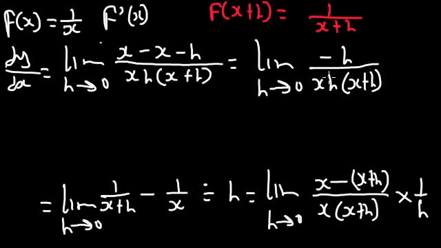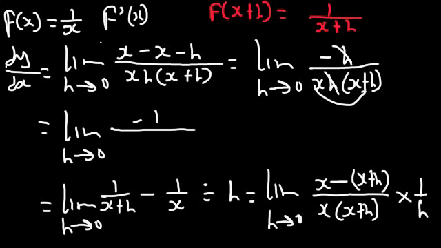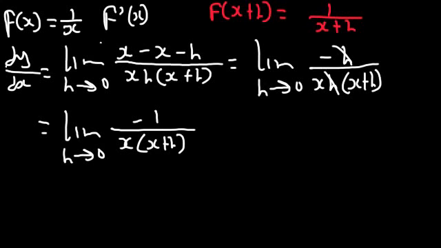Perfect. Now notice that this h can cancel at this point as well. We can now have the derivative dy/dx equals the limit as h approaches 0 of negative 1 divided by, left over is just x multiplied by (x+h). Perfect. Now at this point we can plug in the value h is approaching, as that won't make us have any undefined function anymore. So as h approaches 0, we are now left with negative 1 divided by x multiplied by (x+0).